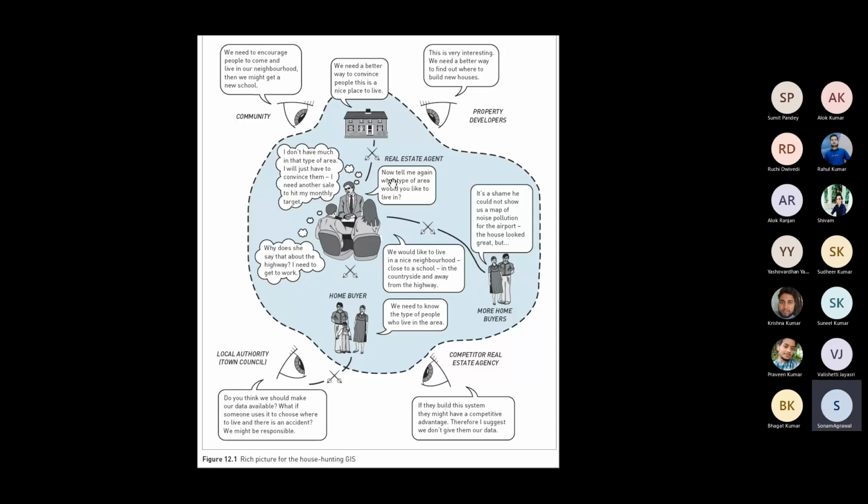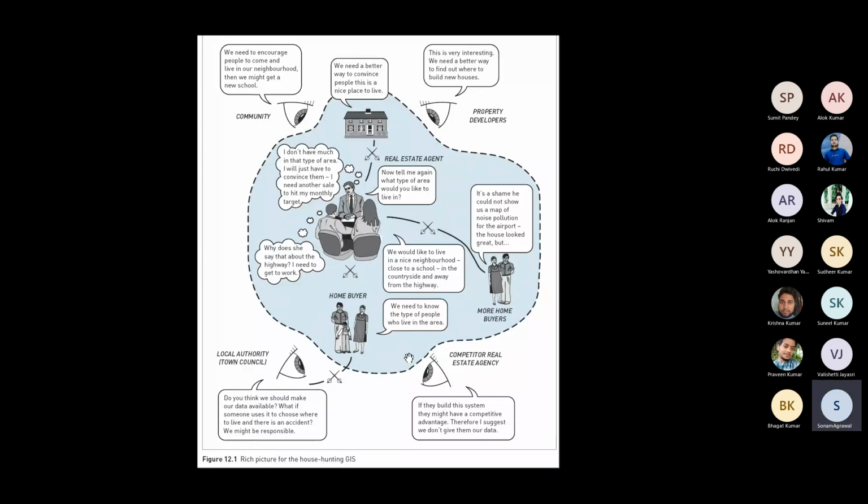Then there is another set of buyers. It is a shame that they do not show us a map of noise pollution for the airport. Means there is another set of requirements. First one is proximity to school, proximity to countryside, and away from the highway. Another requirement is noise pollution. Third one, we need to know the type of the people who live in the area. This third condition is given by another set of people based on the neighborhood. So you can see that there are different home buyers, and they are even putting conflicting requirements.